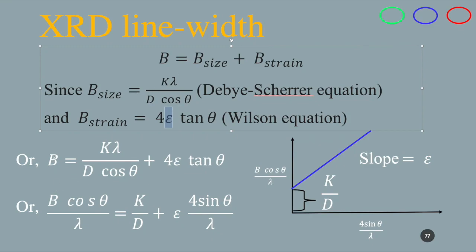Now, if we combine these two, we get this equation, and this equation can be converted into this form, with this part as the x-axis and this part as the y-axis. Obviously, we are going to get a straight line, and from the intercept we can find the size of the crystallite, and from the slope we can find the strain constant. So this equation is really helpful in determining the crystallite size as well as the strain.